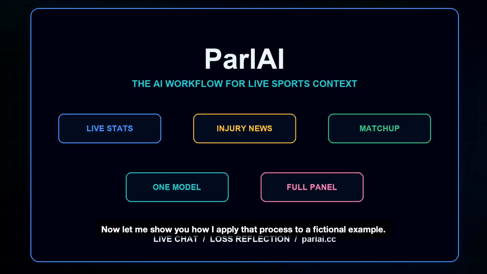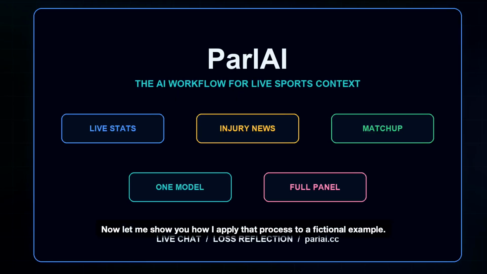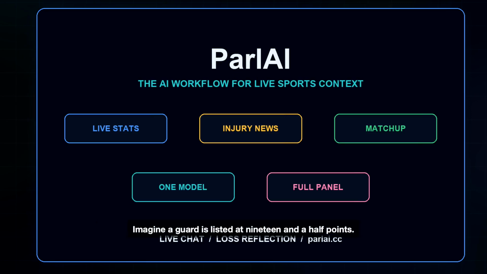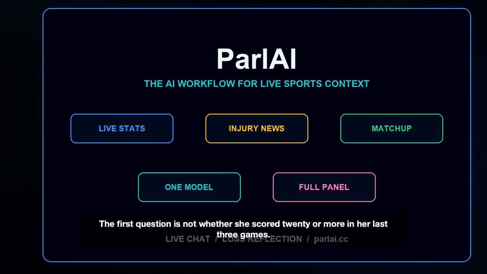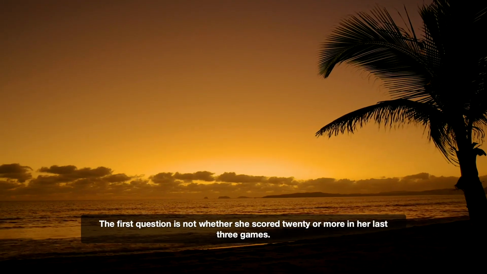Now let me show you how I apply that process to a fictional example. Imagine a guard is listed at 19.5 points. The first question is not whether she scored 20 or more in her last 3 games. I ask AI to establish a baseline using her normal minutes, attempts, free throw opportunities, and role within the current rotation. Then I ask what would need to change for her to clear the line tonight.